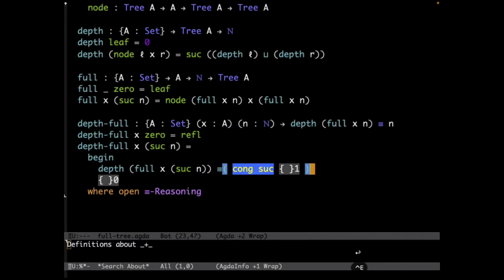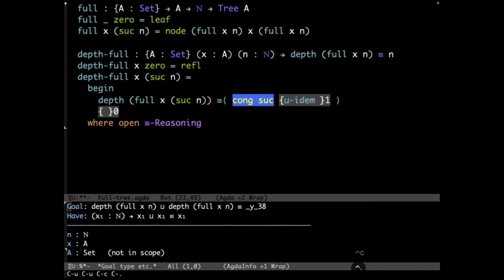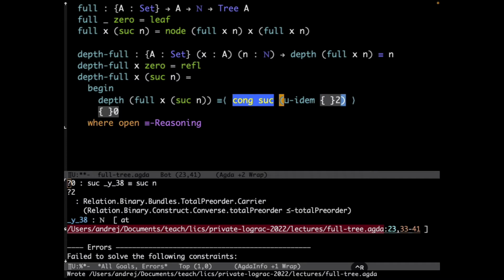Now that I have a candidate, I put it in here, and I say Control-C Control-period, and it says, okay, the thing that's in your brackets here has this type. This is not very helpful. So I press Control-U Control-C Control-period, which normalizes that type. It computes it. And now I see, this is exactly what I want. It is the max of x and x. So I submit this with Control-C, Control-R to say, I want to use this.